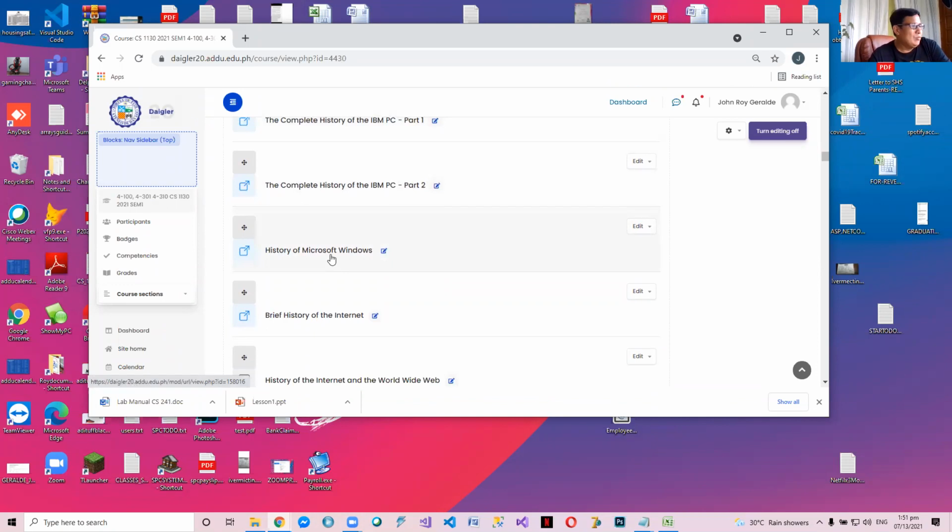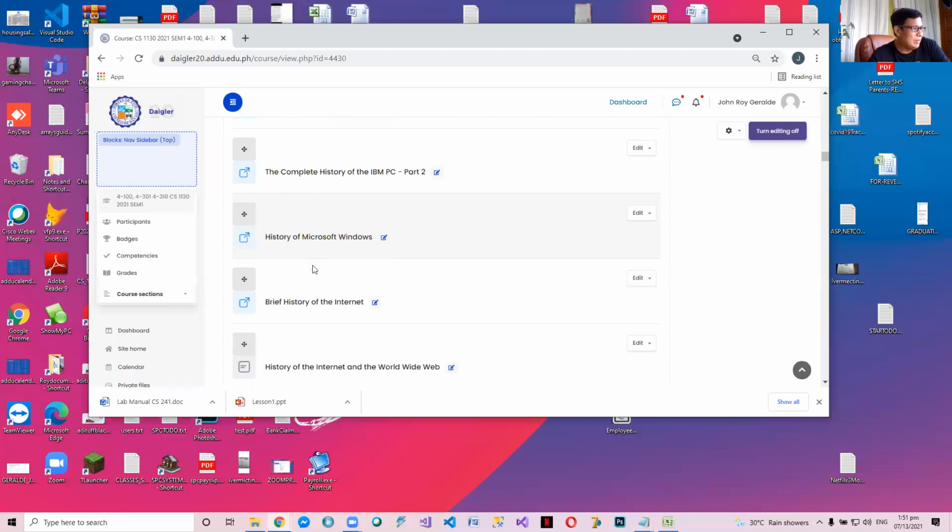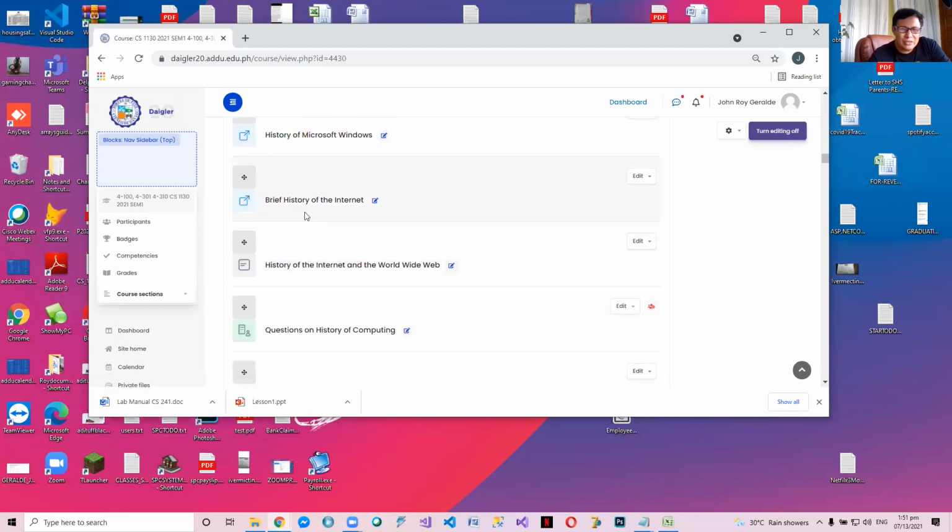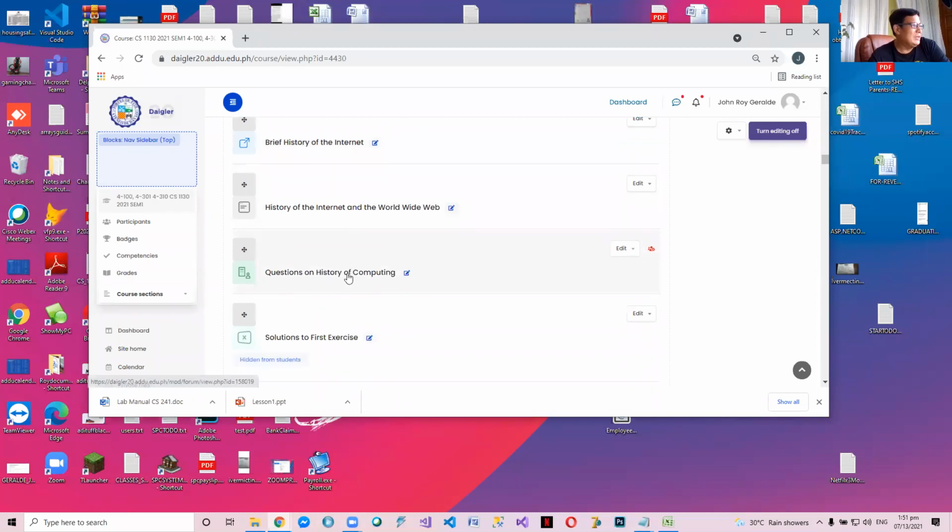Then we will also go through, not very briefly though, the history of Microsoft Windows, how Windows came to be. I presume we are all using Windows, whether Windows 7 to Windows 10, we'll take up. And we will take up also the brief history of the internet, email, chat, what happened to the internet.